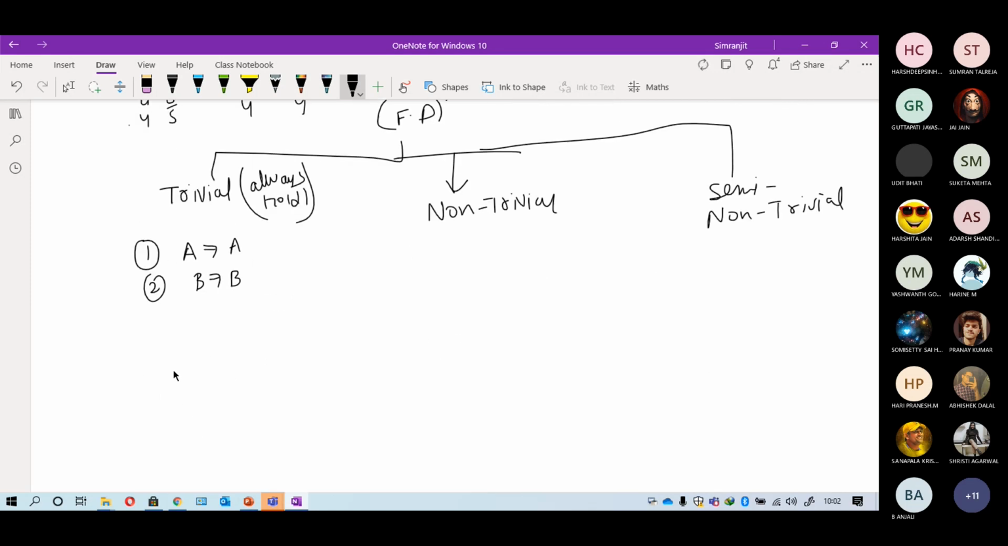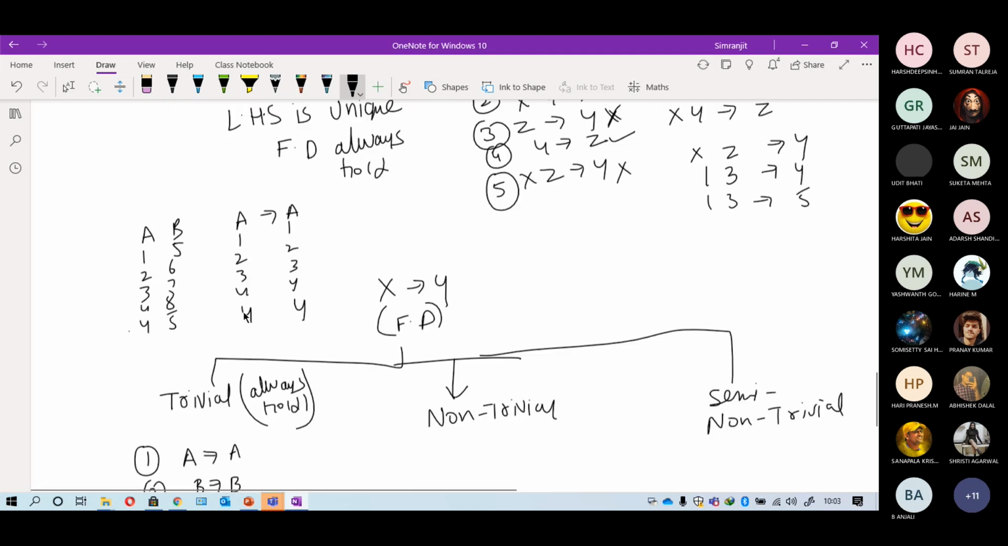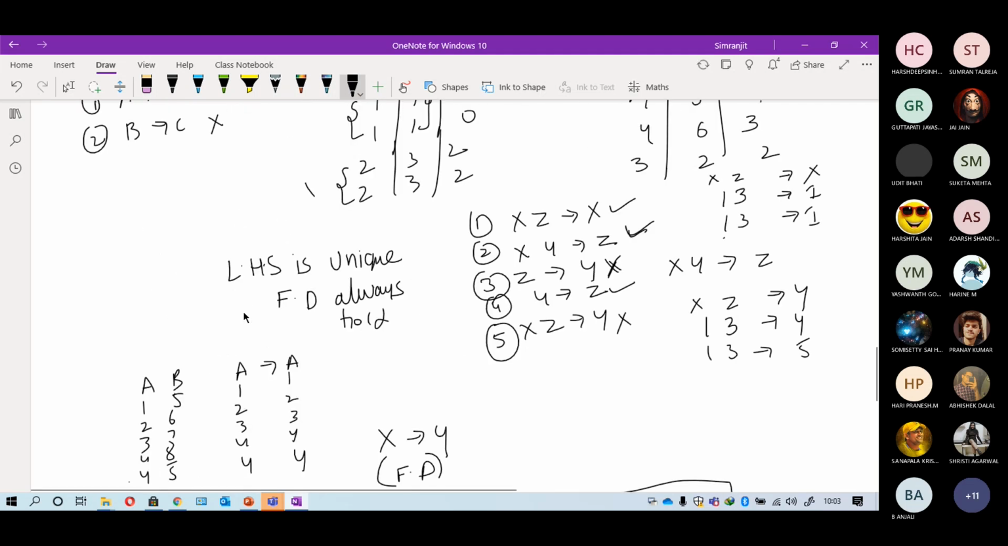Another functional dependency is something like this one, AB tends to A. If you're seeing here, the left hand side is the superset of the right hand side. If this is true, then again this is referred to as trivial functional dependency. It will always hold true. So check it in the previous example. The left hand side is the superset of the right hand side. So again, it is dependent upon its own element.